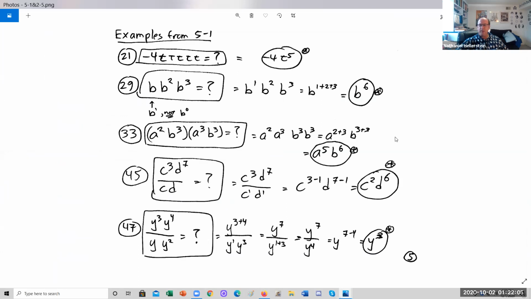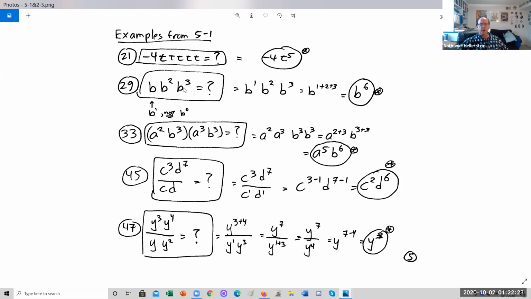All right, now we have some examples. I'm going to do some examples from 5.1, and then we'll do some examples from 5.2. So we have negative 4 t, t, t, t, t. That's 1, 2, 3, 4, 5 t's. So that's negative 4 t to the 5th.